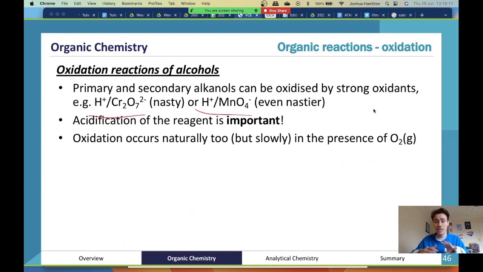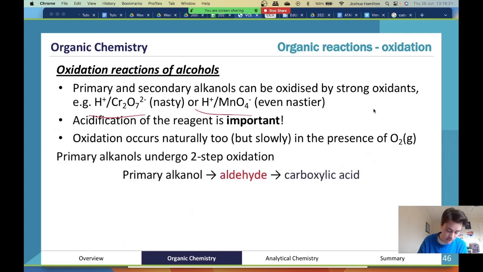Now, these are really, really nasty molecules. They're really strong oxidants. You add them in with alcohol and you're going to get either a ketone or a carboxylic acid. There will be aldehydes in there, but there won't be many. I'll explain why in a second.